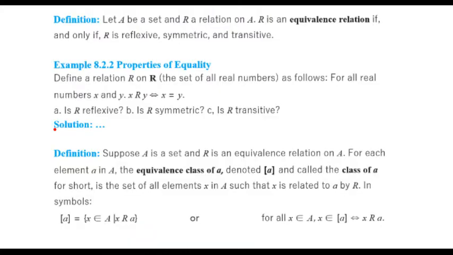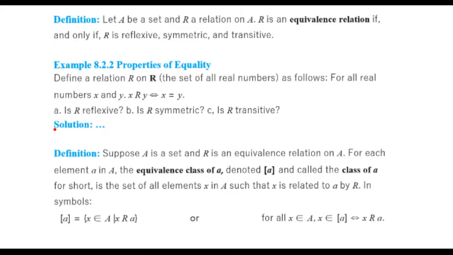Okay, so after defining three different properties of a relation, here we define an equivalence relation. We say if A represents a set and R represents a relation on that set, we can say R is an equivalence relation if and only if R has all of these three properties: reflexive, symmetric, and transitive. So if R is reflexive, symmetric, and transitive, we can claim that R is an equivalence relation.